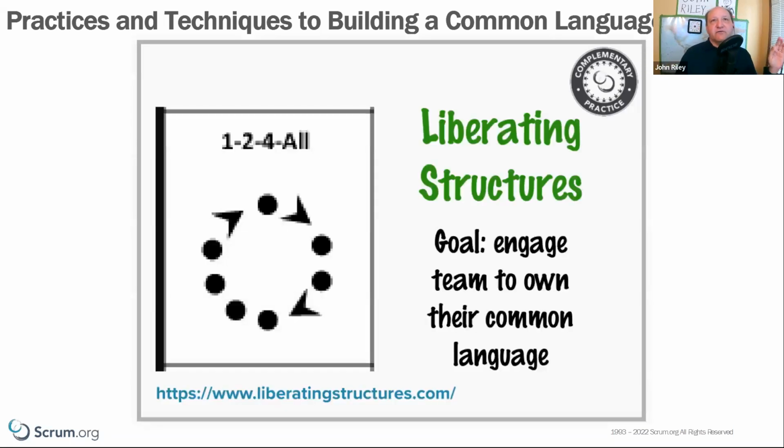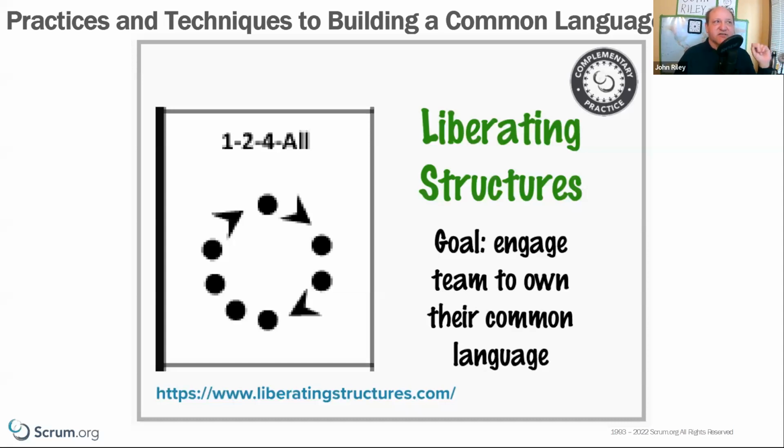Okay. Another thing that I have found is a great complementary practice to everything we practice in Scrum is to use something called liberating structures. So if you're a developer on a team, or if you know of developers on a team that are not really engaging or not really getting your team to talk a common language, what I like to do is use these liberating structures. One of my favorite ones to do in this scenario is called the 1-2-4-All. Okay. Look it up at that web address that I have there, liberatingstructures.com.